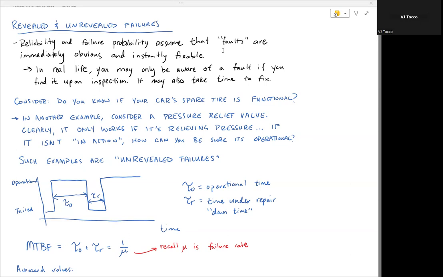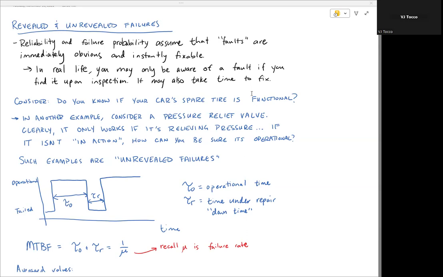So as an example, consider if you got a flat tire and you had to put your spare tire on, would you know for sure that it is functional? I guess most people, myself definitely included, do not take the time every year to take the spare tire out and check to make sure that it's still okay. So in the event that it was not, that would be an unrevealed failure.